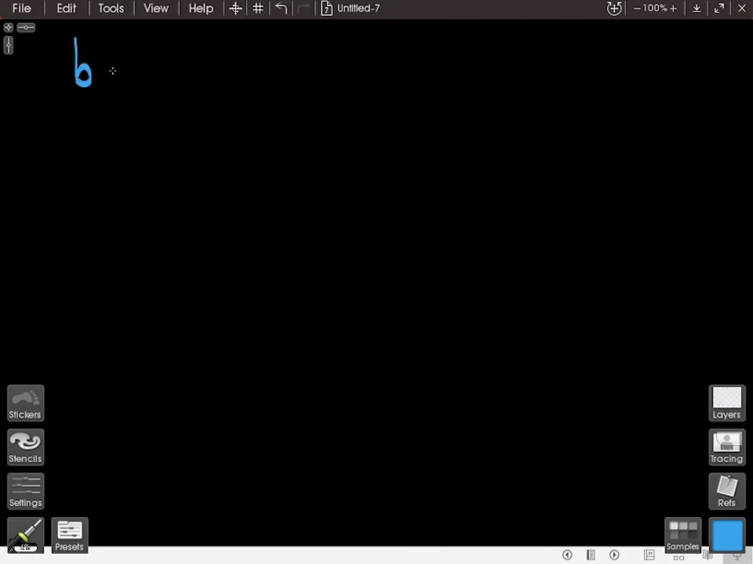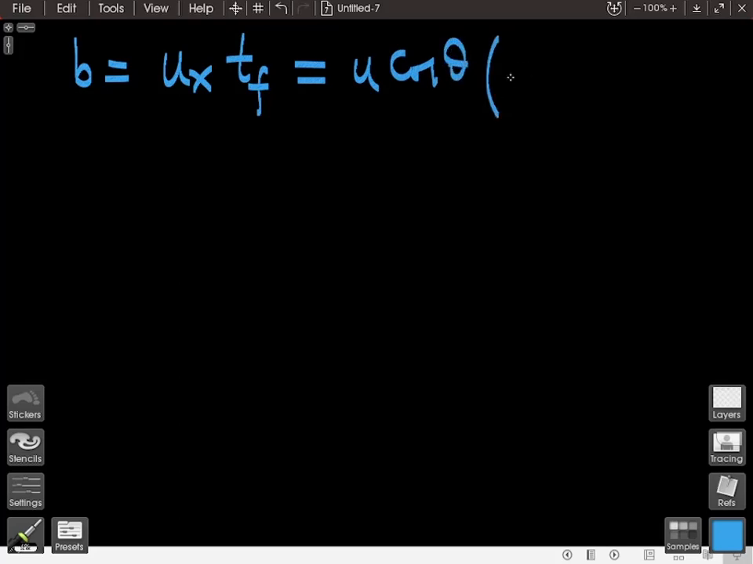Okay, now let's calculate how much horizontal distance. The horizontal distance B is traveled with the velocity ux during the time of flight tf to reach the maximum point. We know ux is u cos theta. Time of flight is basically u sine theta upon g. So we have calculated B in two different ways. First, it's half of the range. Second, it is given by this formula.